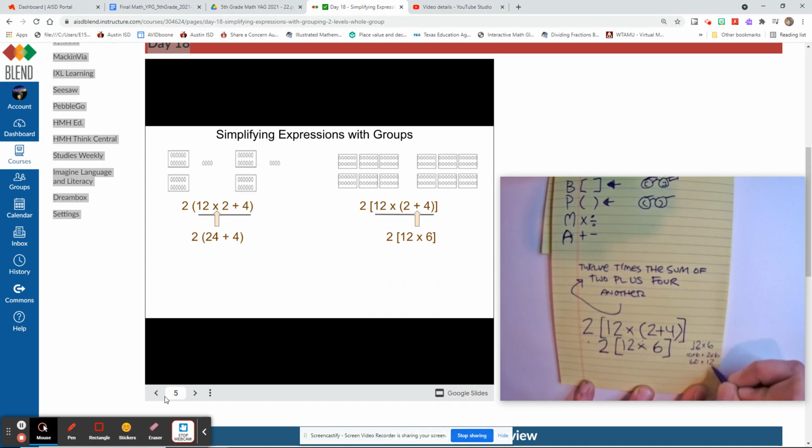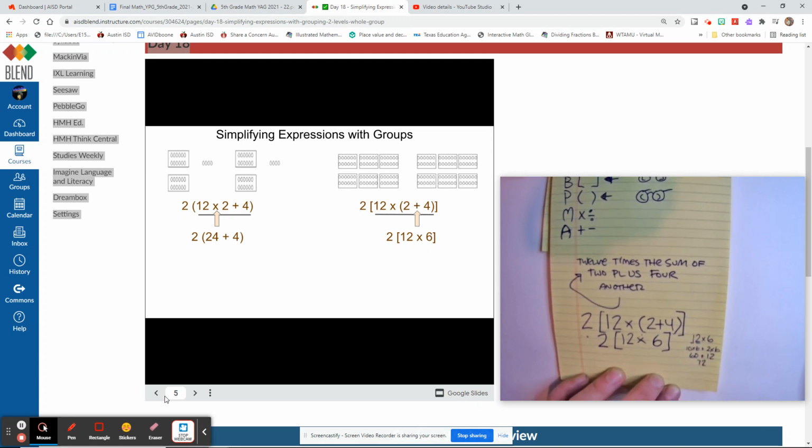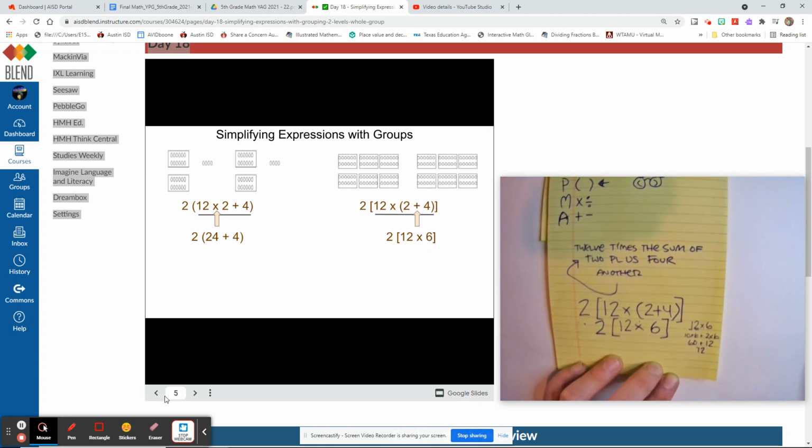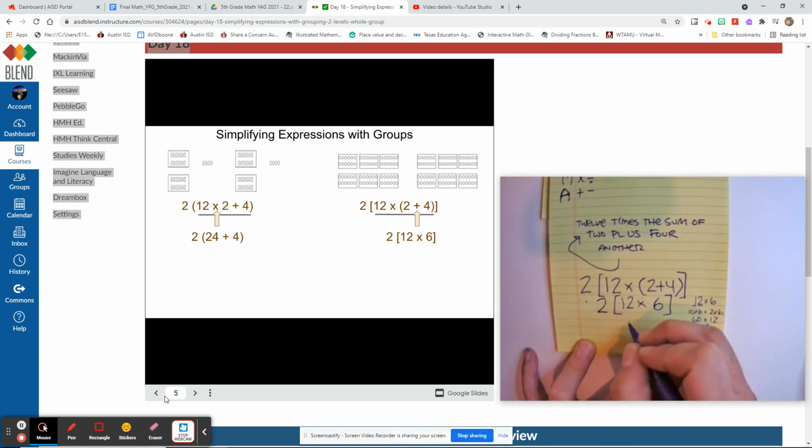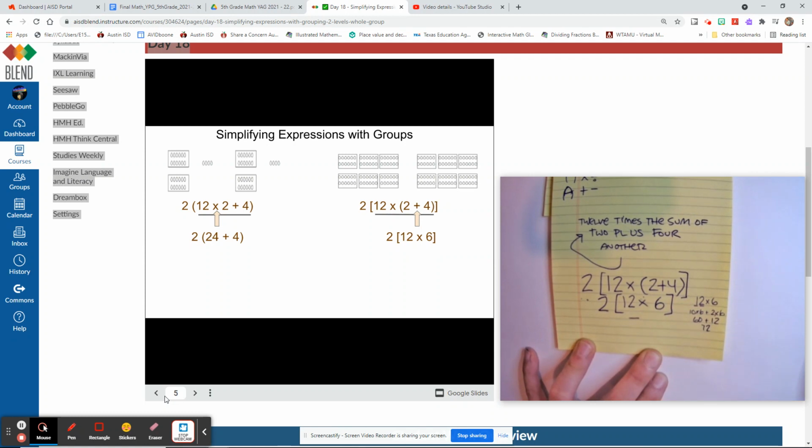60 plus 12. Remember, you can use the zeros trick when you do this. 1 times 6 was 6, plus the 0 is 60. 2 times 6 is 12. Sometimes it's a little bit easier that way. So 12 times 6 is 72.